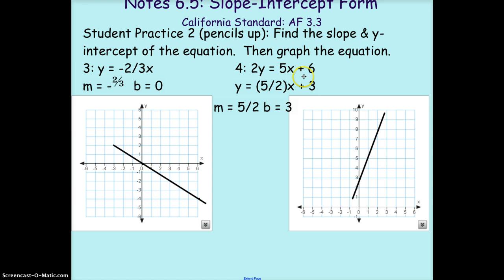Okay, problem number 4, I had to divide both sides by 2, so I got 5 over 2 plus 3, and this is where I told you to leave it improper, don't turn it into a mixed number. Start our y-intercept at 3, up 5 over 2, up 5 over 2, and so on.